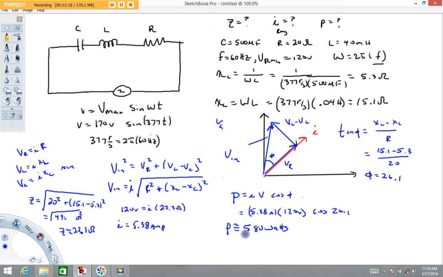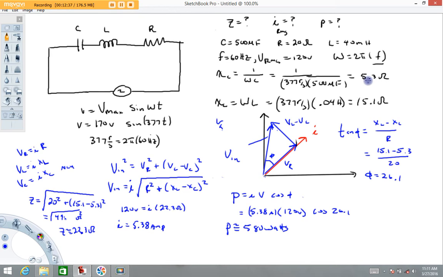Or about 0.58 kilowatts. So this circuit would be considered an inductive type of circuit because the inductive reactance here is much higher than the capacitive reactance. And let's talk about what a change in frequency would do. So let's imagine here for a moment that the frequency shifted. It went from 60 hertz to 80 hertz.